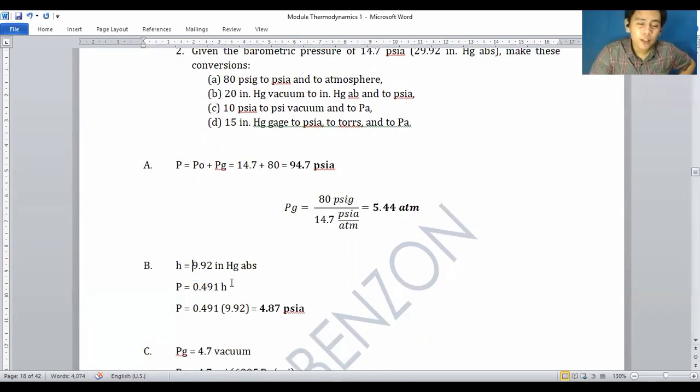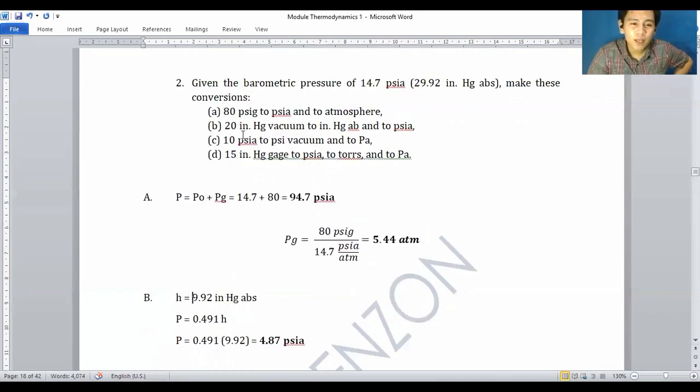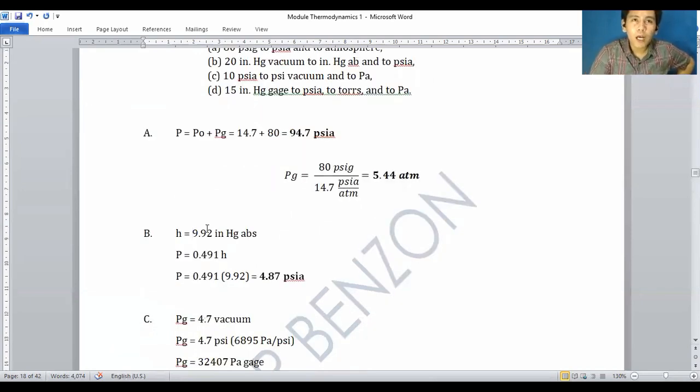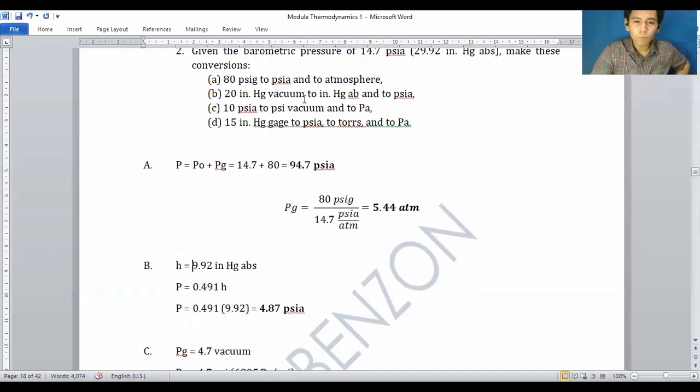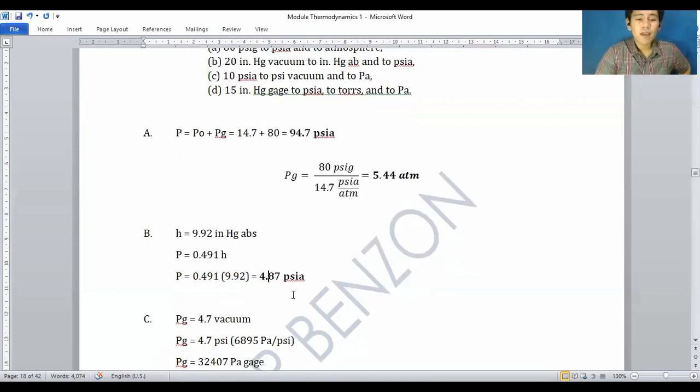And where did we get 9.92 inch Hg? By merely subtracting 20 from 29.92. Since it is a vacuum, we said that it is a negative 9.92. So therefore, to convert it into inch Hg absolute by using the formula 0.491 times height, we yield 4.87 PSIA.